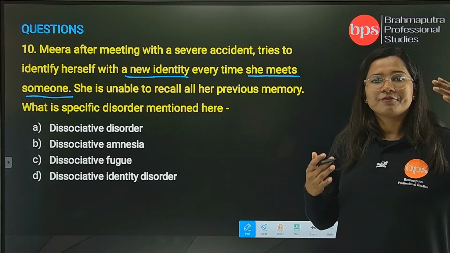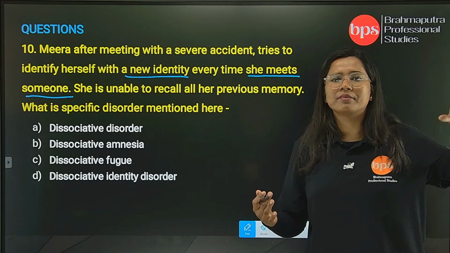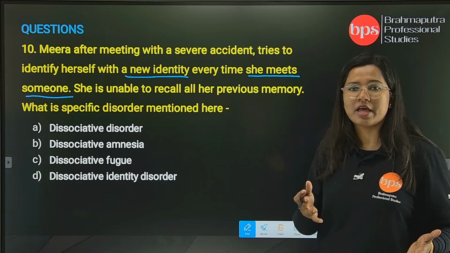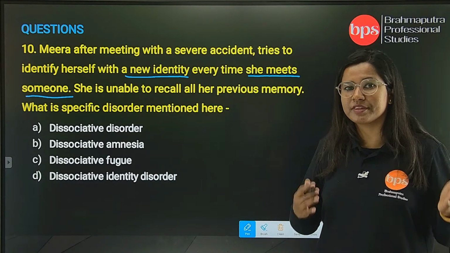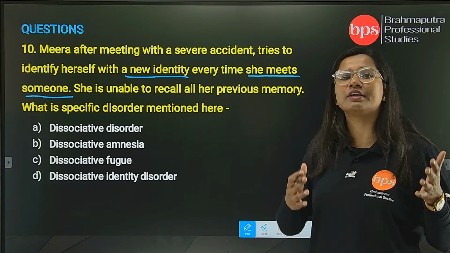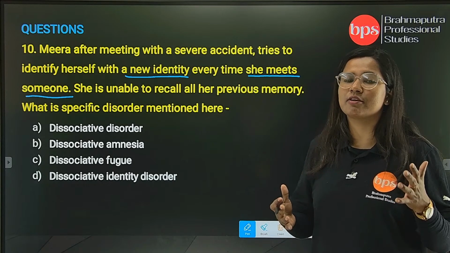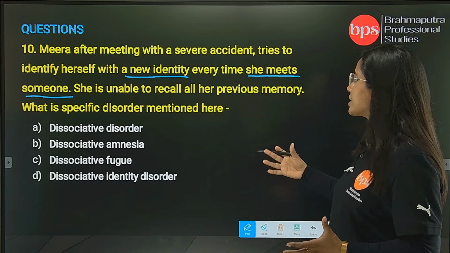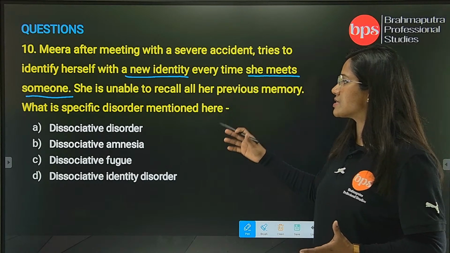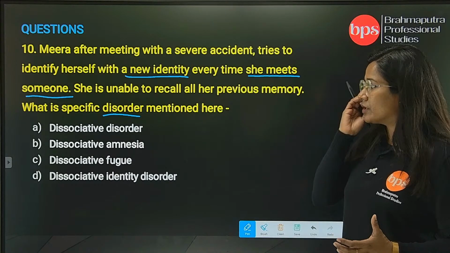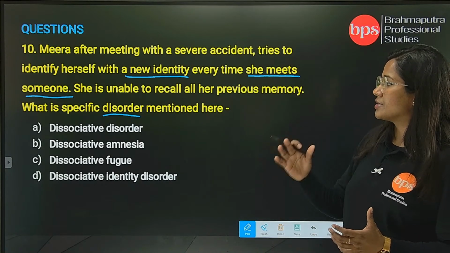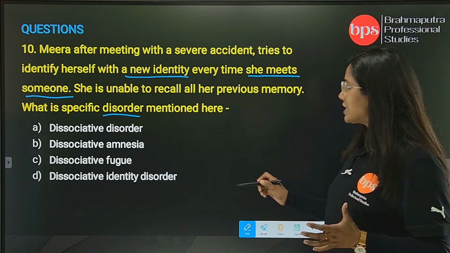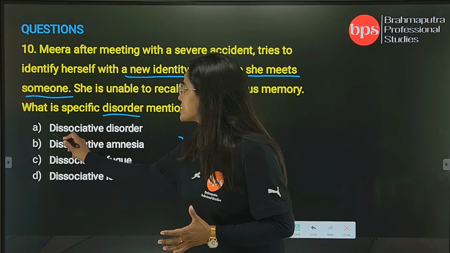Now because she has failed to recall all her memory, each person whom she meets is actually a stranger and a new person for her. And so every time she meets a new person after the accident, she tries to give a new identity, because she is totally at a loss about her prior identity, her previous identity. So the question is, she is unable to recall. So what is this specific disorder mentioned here? The options are dissociative disorder, dissociative amnesia, dissociative fugue, dissociative identity disorder. So these three are the options which come under dissociative disorder.